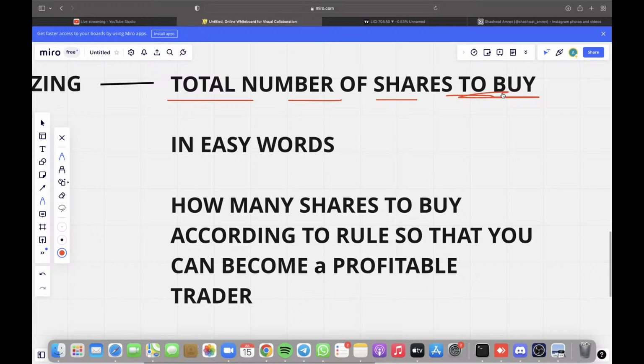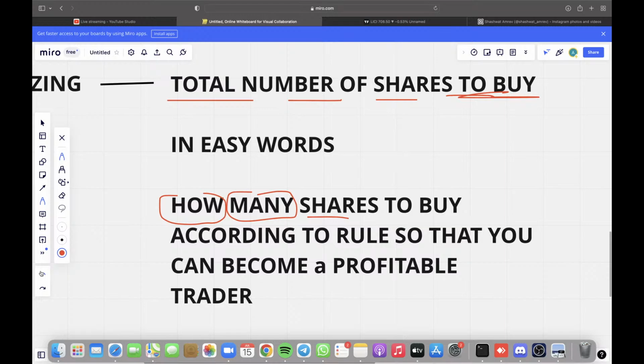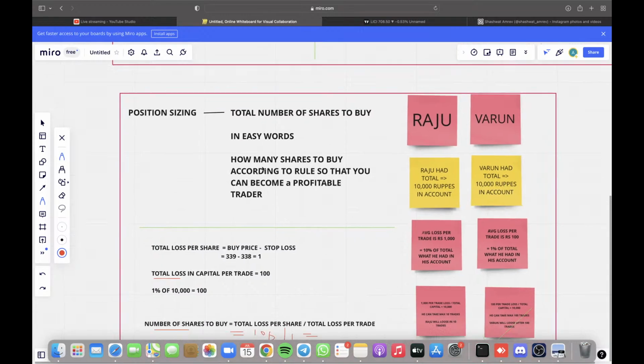If I want to buy XYZ number of shares, how can I know that? What does the rule suggest? How many shares to buy according to the rule so that you can become a profitable trader?